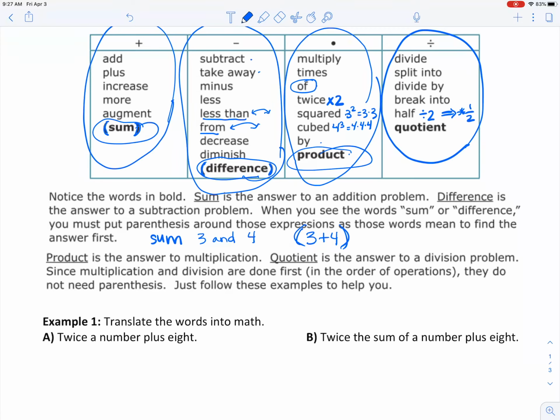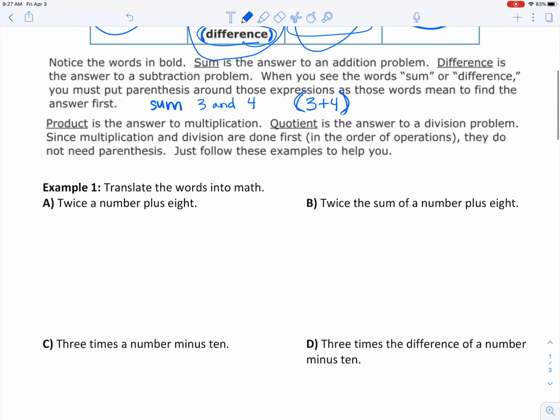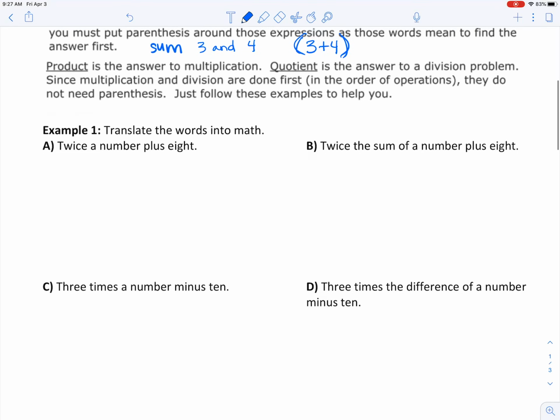Product is the answer to multiplication, and quotient is the answer to a division problem. Since multiplication and division are done first in order of operations, you do not need to put parentheses around those ones. Okay, let's follow these examples to help you.